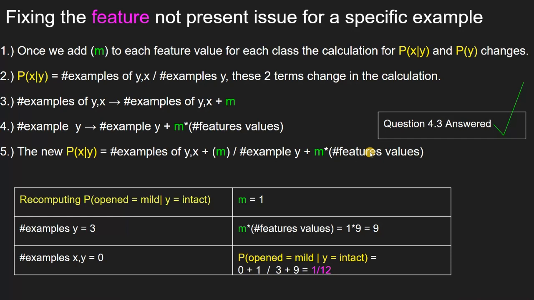And let's do a concrete example. So let's say we want to recompute the probability of the feature open equaling mild given the class y is equal to intact, right? So remember previously in the data set, the number of examples where y was equal to intact is 3, right? And the number of examples where we had open equal to mild and y equal to intact is equal to 0, right? And that was what was causing the issue. And here we have m equal to 1, so we're adding only one example for each class to each feature value, right? And so m times the number of feature values, right?